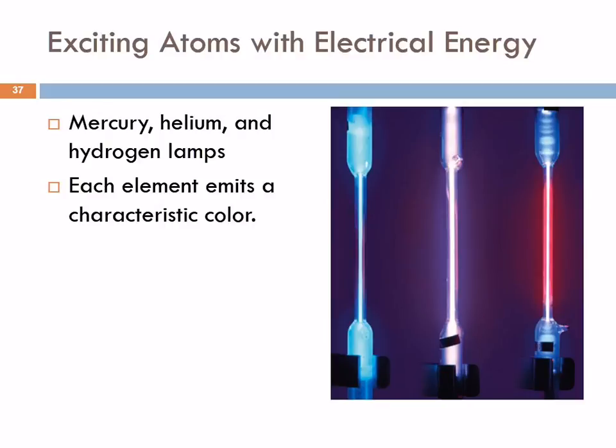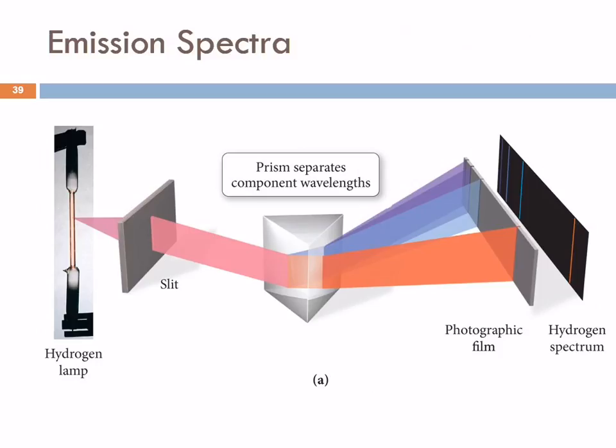If we take the light from these lamps and pass it through a slit to narrow it down, and then pass it through a prism, it's separated by wavelength, just like the sunlight was, but instead of a continuous spectrum, a solid rainbow, we only see particular frequencies of light that are emitted.